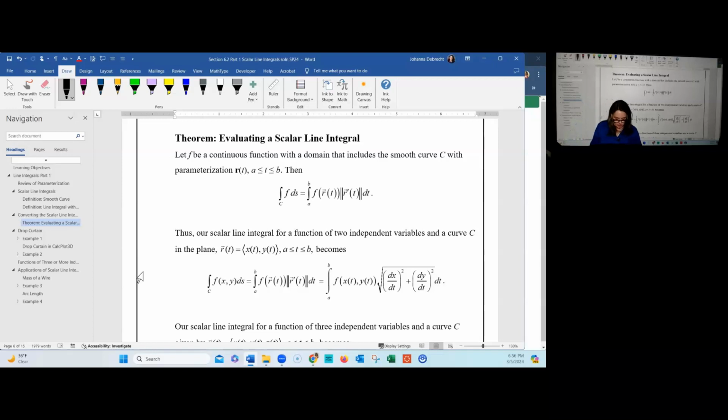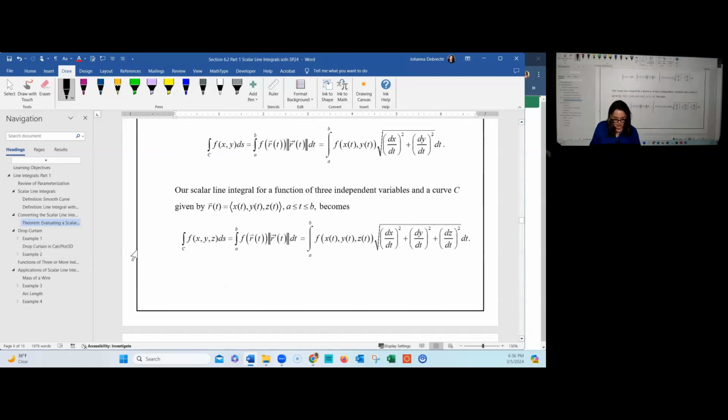We have a similar definition for a function of three independent variables and a smooth curve C given by x of t, y of t, and z of t. In that case, we get an extension of what we had the previous time, where the magnitude of the derivative of the parameterization is dx dt squared plus dy dt squared plus dz dt squared, all underneath the square root. And then we multiply by the function value at that point, x of t, y of t, and z of t. It's the value of the function multiplied by the arc length that gives us the scalar line integral.